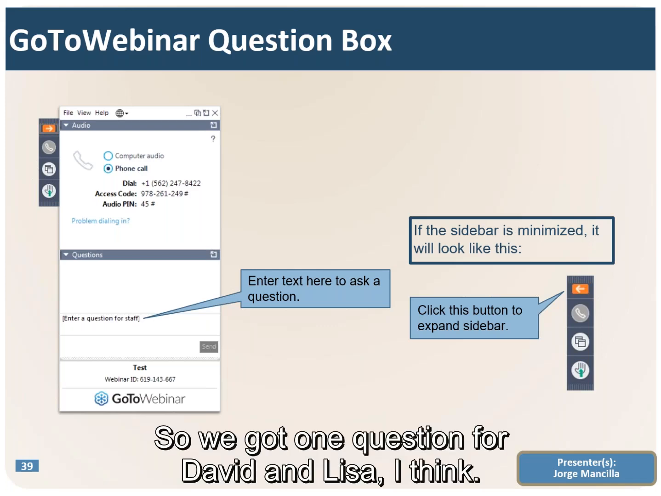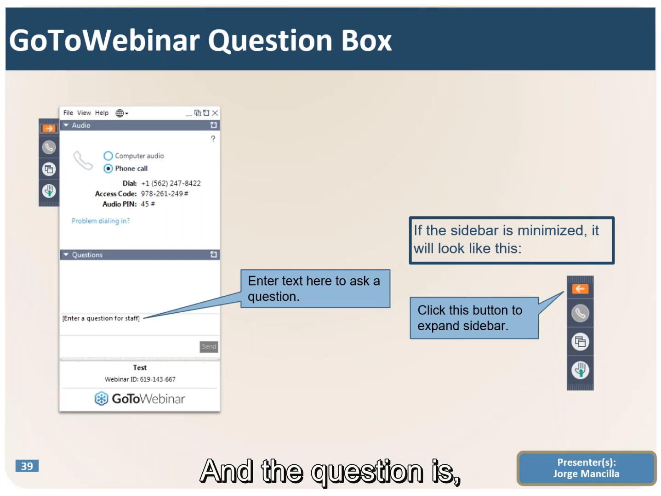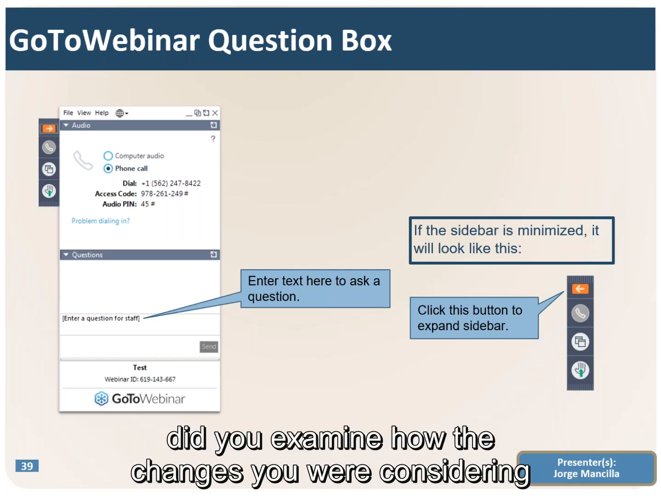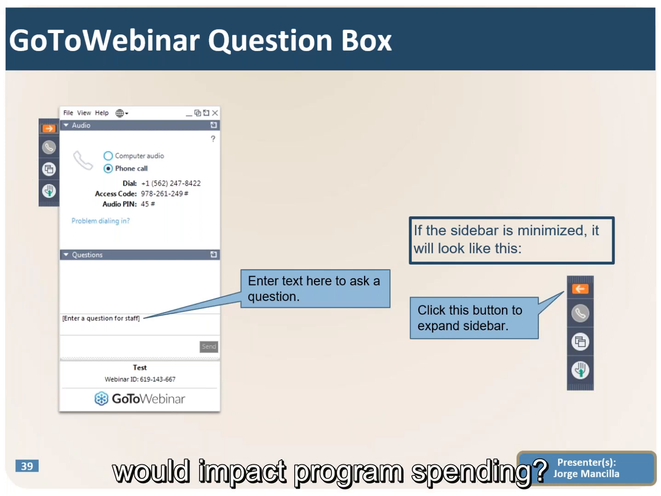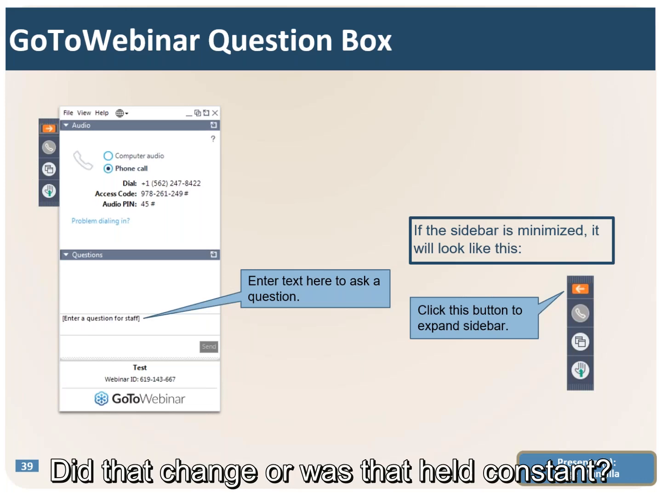So we got one question for David and Lisa, I think. And the question is, did you examine how the changes you were considering would impact program spending? Did that change, or was that held constant?